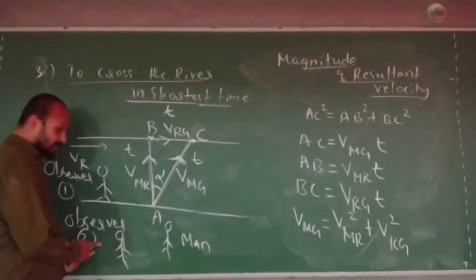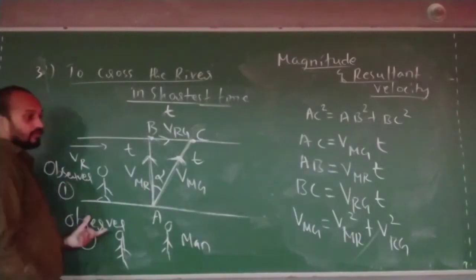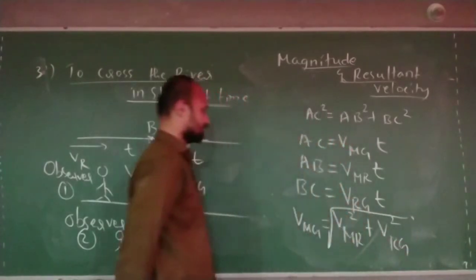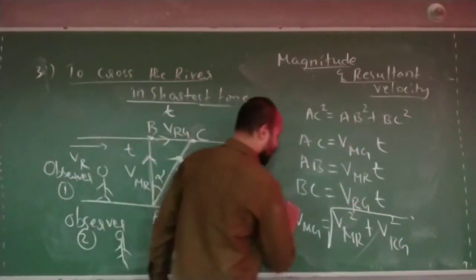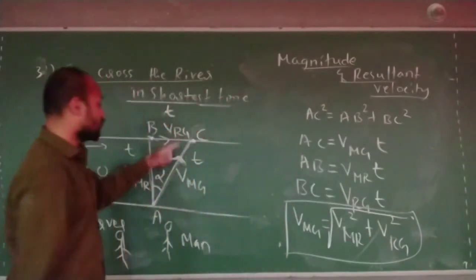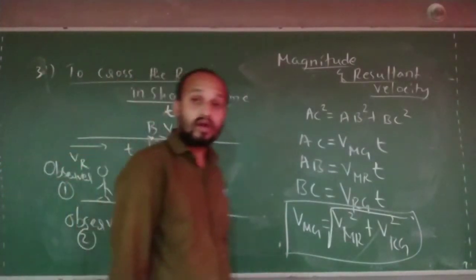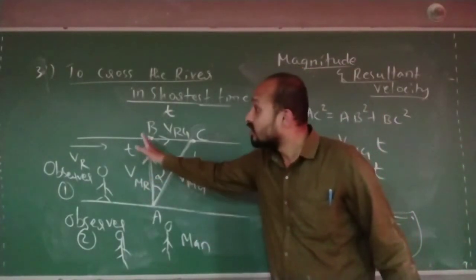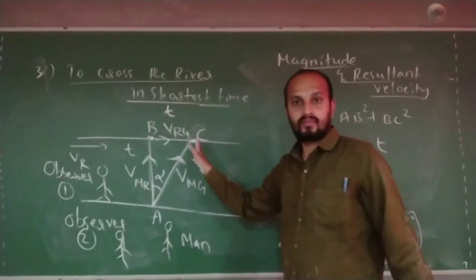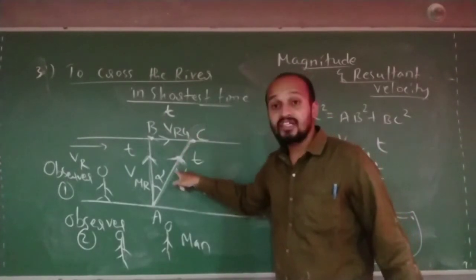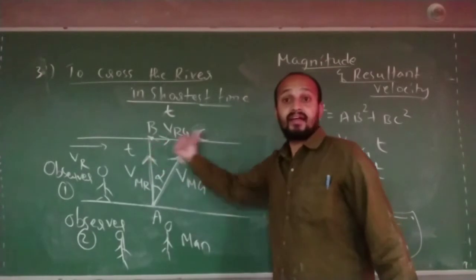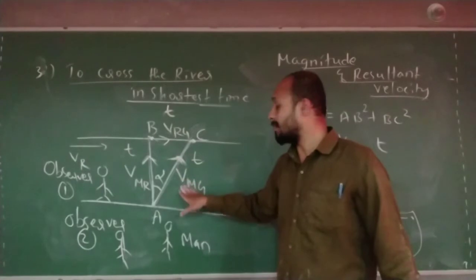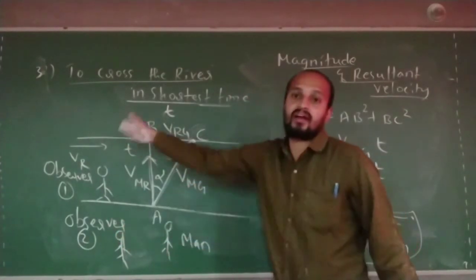So this is the velocity of man with respect to river, and this is the velocity of man as observed by the ground. So this is the magnitude of resultant. Here the resultant velocity is what? Velocity of man with respect to ground. Or another way, this is the resultant velocity of man and river, the combination velocity of man and river. You can also call it the velocity of man with respect to ground if the observer is on the ground.